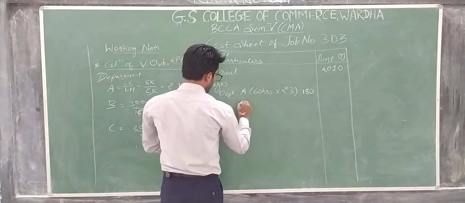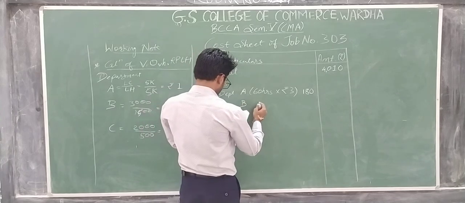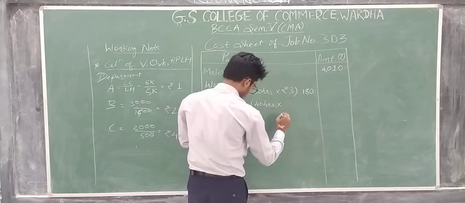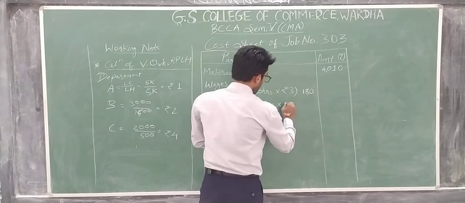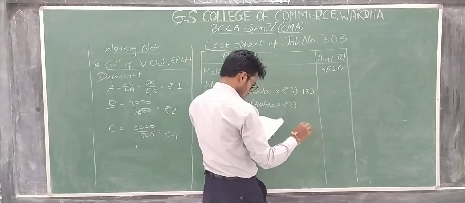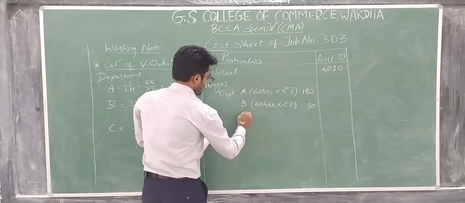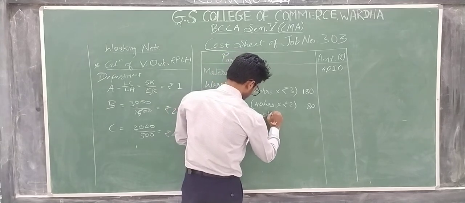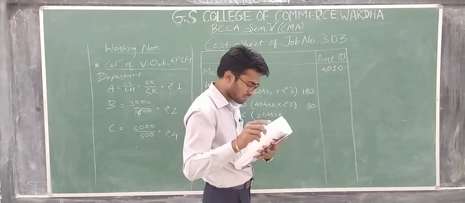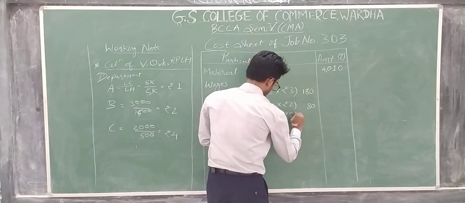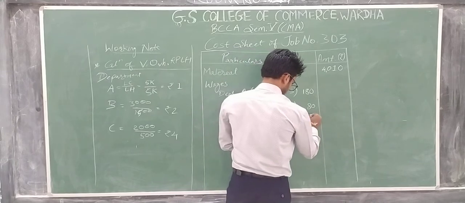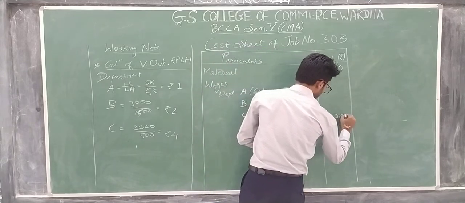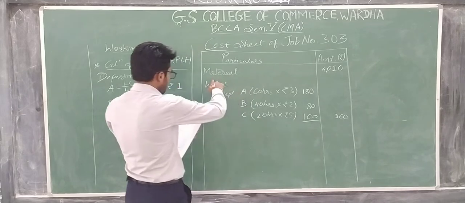Okay. Then after that we have department B. In department B we have consumed 40 hours, 40 hours at 2 rupees per hour. That will come to rupees 80. Then department C is 20 hours at rupees 5 per hour. That will come to 100. And total wages will be written in the outer column: 360. Done. Material and wages done.